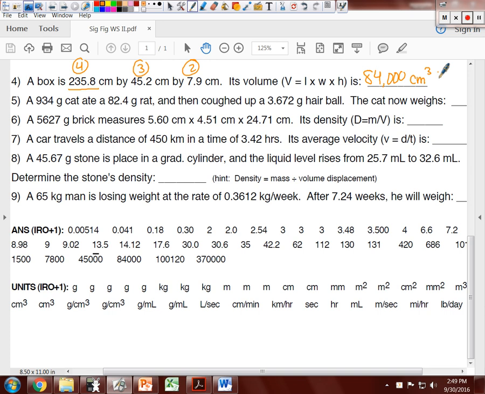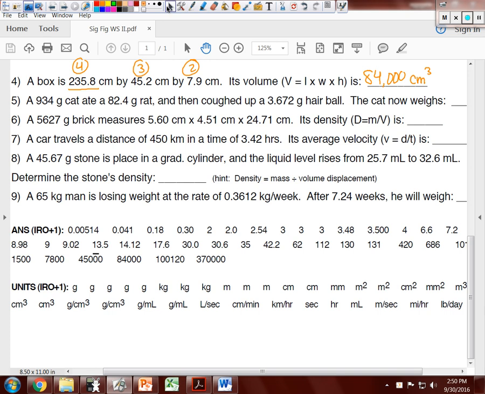Again, this is kind of gross. A 934 gram cat ate an 84.2 gram rat, then coughed up a 3.672 gram hairball. How much does a cat weigh? It's a really gross question. What are you doing mathematically with all of these? Okay, you're adding and then subtracting. But you've got to remember that you're doing 2 sets of calculations. So when do you round?